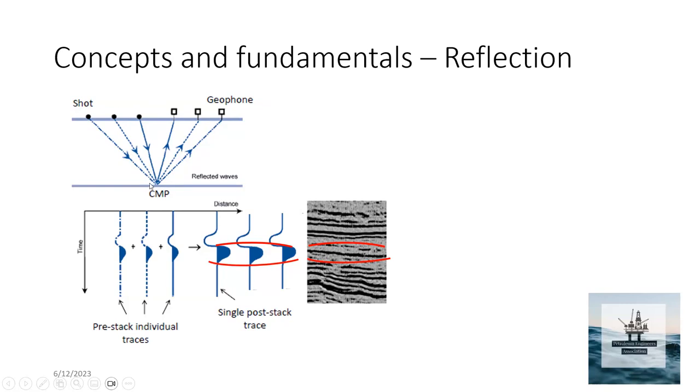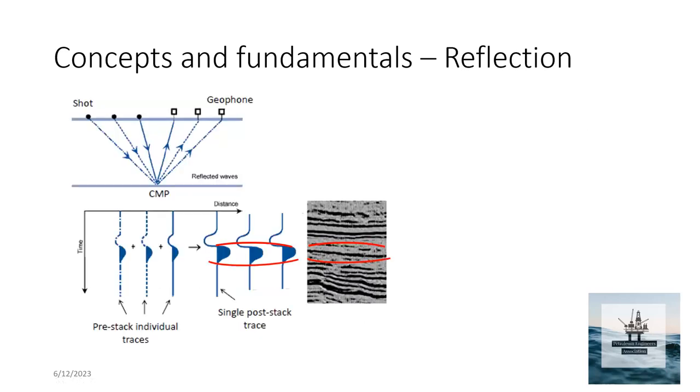Exactly under the midpoint, you will have the trace, trough and peak, like this one. The summation of these traces together gives you something called CMP gathers, and summing different CMP gathers will result in the stack. This is the stack, and this is our horizon.